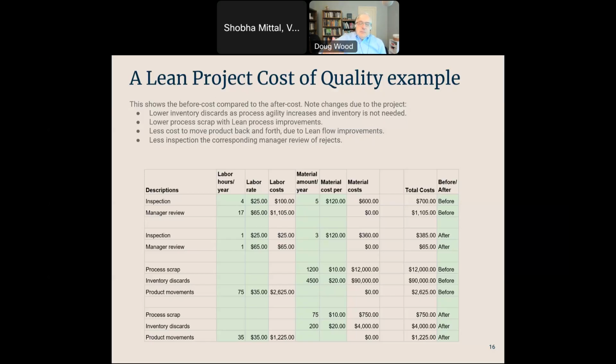Again, it's possible that when you do a lean project, you might actually increase your inspection in the after. I mean, you might find that, hey, we're not looking at this enough. We don't know what's happening here. So you would add more to your monitoring cost. That's a possibility.